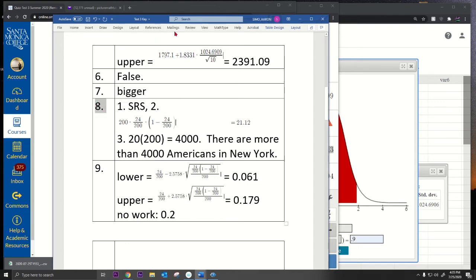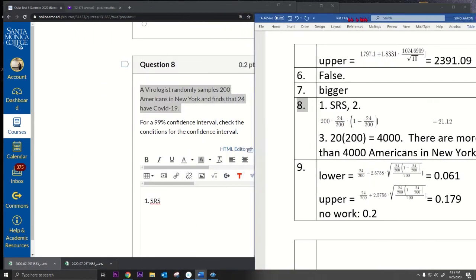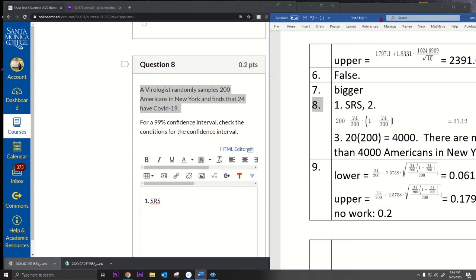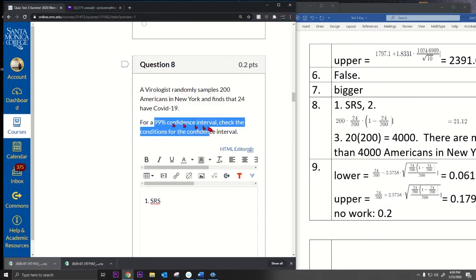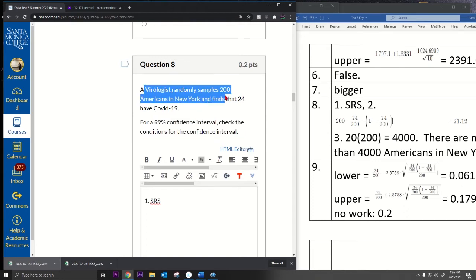Number 8. Conditions for a confidence interval. What are we doing here? As I move this, we can look at the question again. It says a 99% confidence interval, check the conditions. A virologist randomly samples 200 Americans in New York and finds that 24 have COVID-19. This is a proportion because they have 24 and 200. These are not means and standard deviations. This is a proportion, so I need to do the conditions for a proportion.